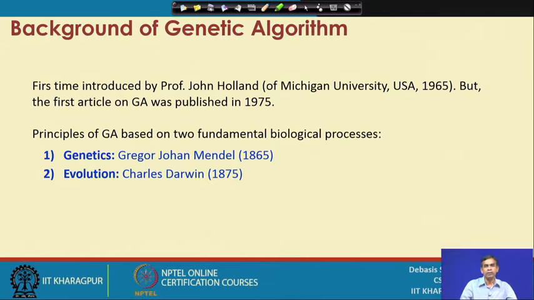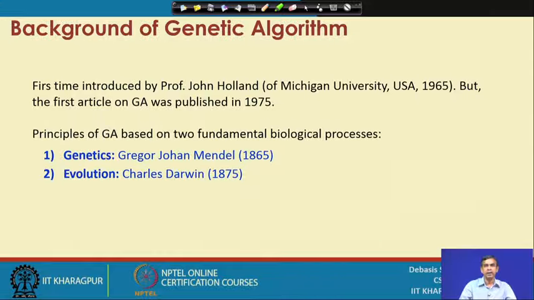Now, I just want to start with a little background about the genetic algorithm. As early as 1965, Professor John Holland from Michigan University first proposed the concept of the genetic algorithm. Although he proposed the idea in 1965, it was accepted by the research community much later, around 1975. In fact, the two pioneers who made the GA most successful are two revolutionary people: one is Gregor Johann Mendel and the other is Charles Darwin.